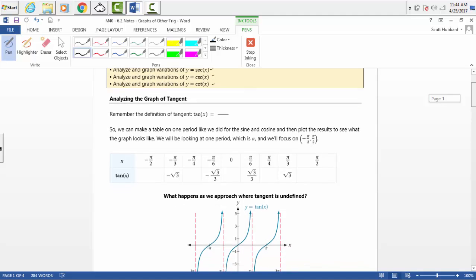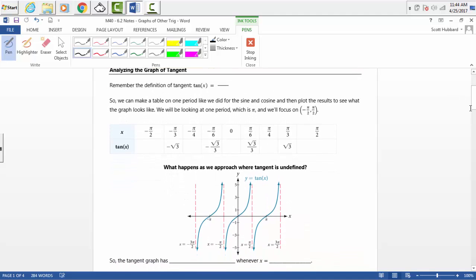When I'm going to have you graph, I'm not going to have you be as detailed as I am when I'm starting out here. I'm going to make a table of values for us just to help you understand why this is happening. But after that, once we get used to it, you can just go ahead and jump right in.